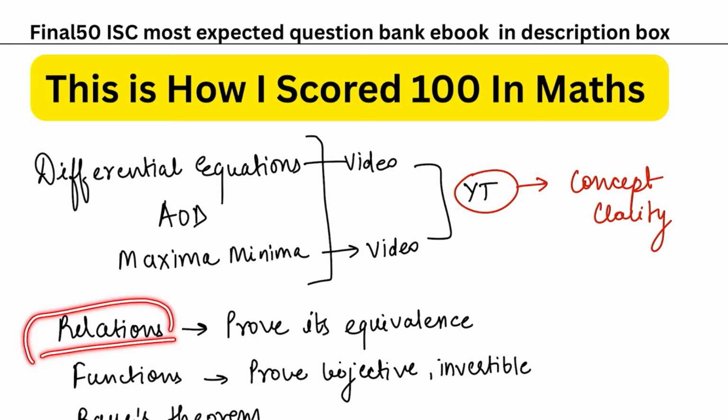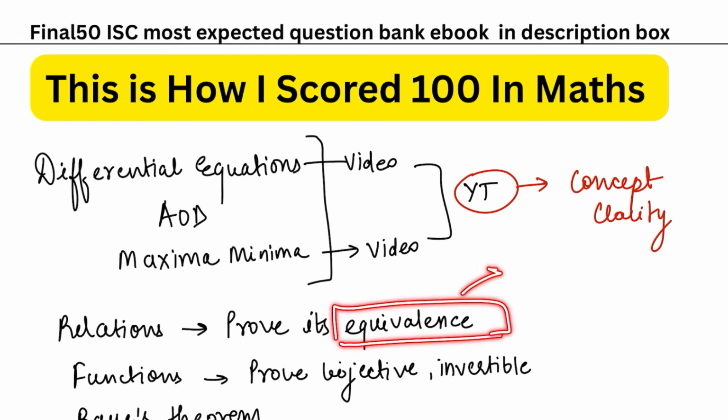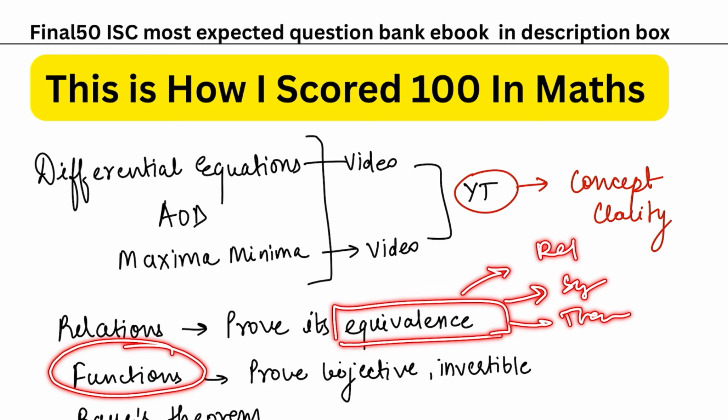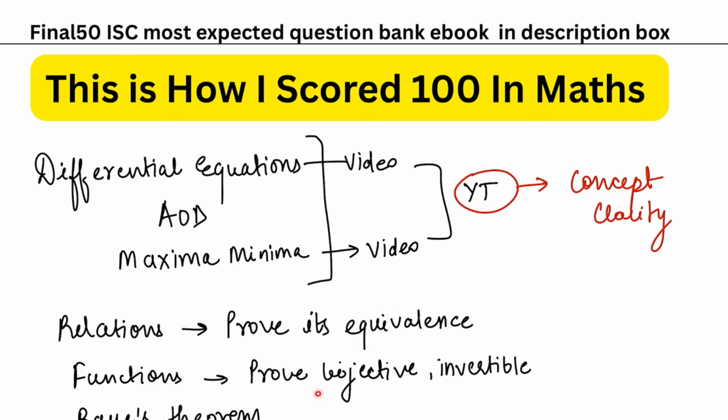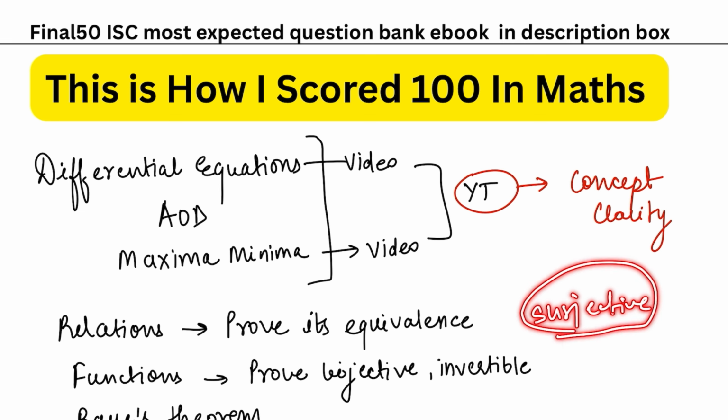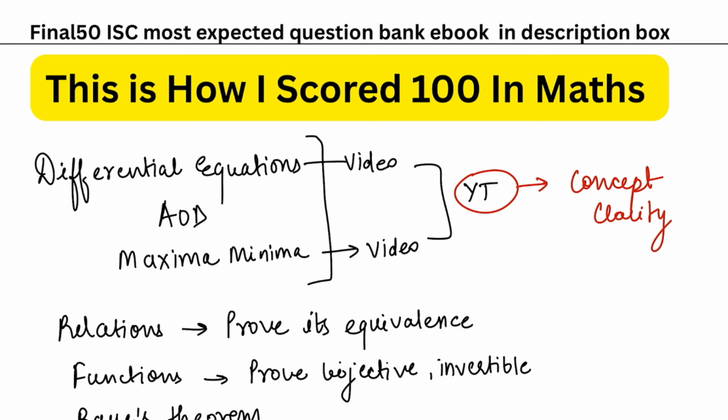Then we move on to the relations chapter. Again, a frequently asked question is prove its equivalence. Like you have to prove it's reflexive, symmetric, and transitive. All right. Then functions. Questions like bijective, invertible. The council may ask you prove it's surjective. All right. So you should know what is surjective. Comment down if you know what is surjective.